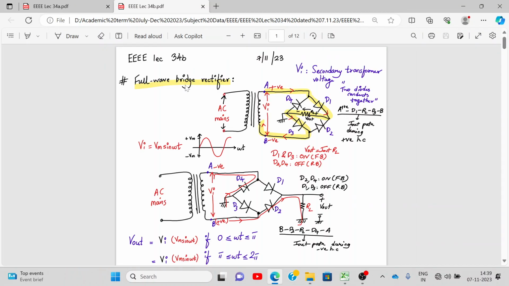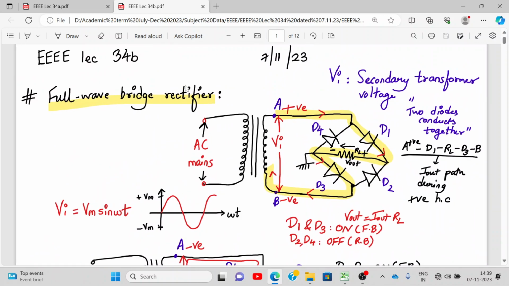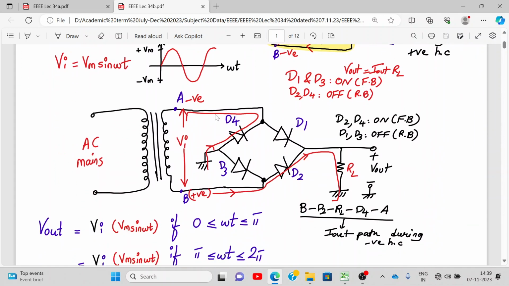Yeah, so we have divided this into two parts. This is lecture number 34B. So this is what I was talking about.